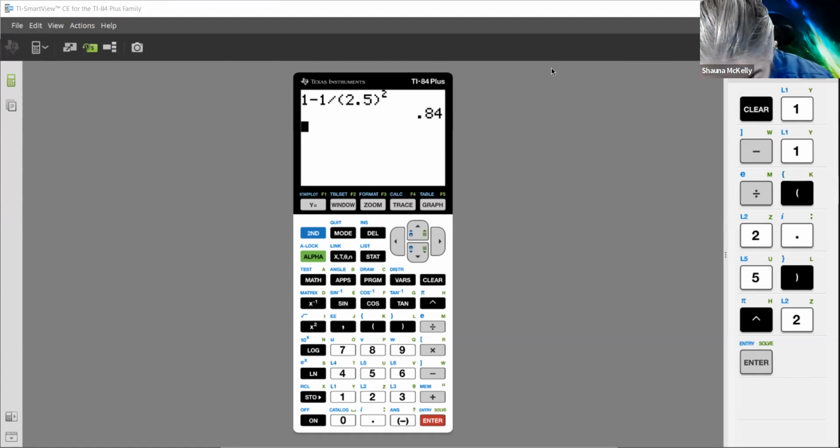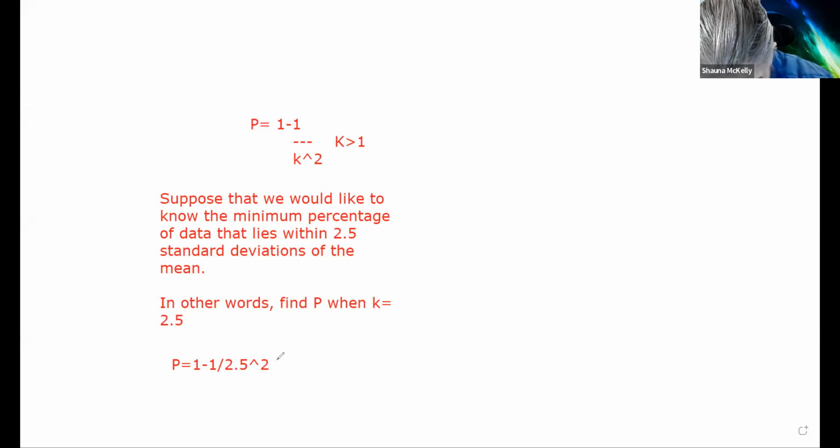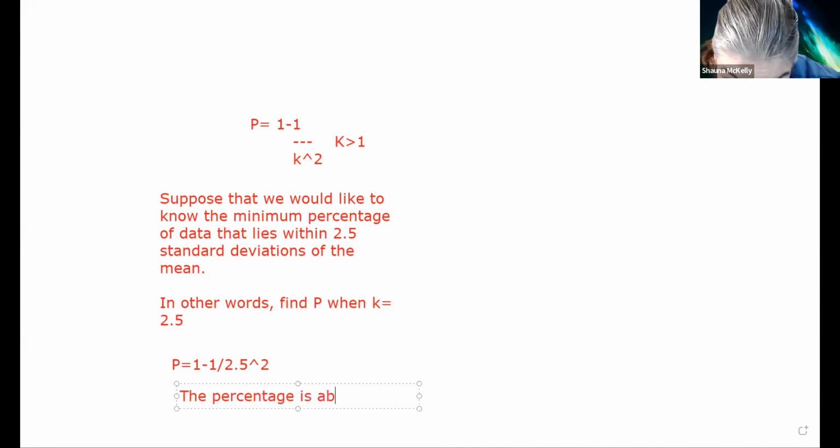The other thing they can ask you to do is, instead of doing this calculation, which we said was equal to the percentage here, just to finish this answer, the percentage is about 84%.